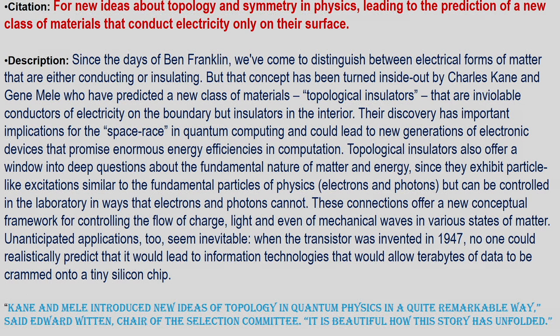Since the days of Ben Franklin, we have come to distinguish between electrical forms of matter that are either conducting or insulating. But that concept has been turned inside out by Charles Kane and Eugene Mele, who have predicted a new class of materials, the topological insulators, that are invincible conductors of electricity on the boundary, but insulators in the interior. So this very fact that they behave differently at the edges compared to the bulk.